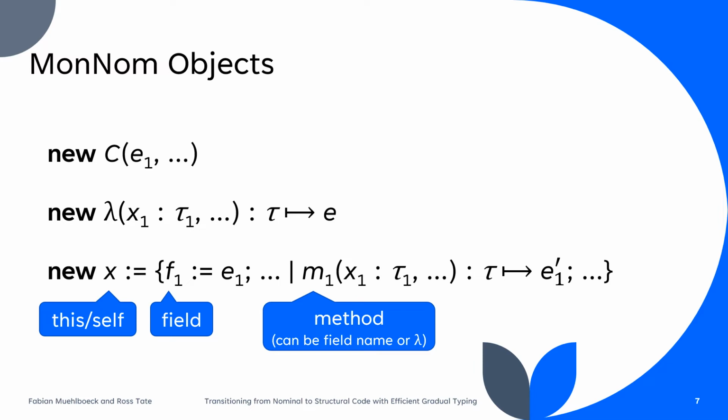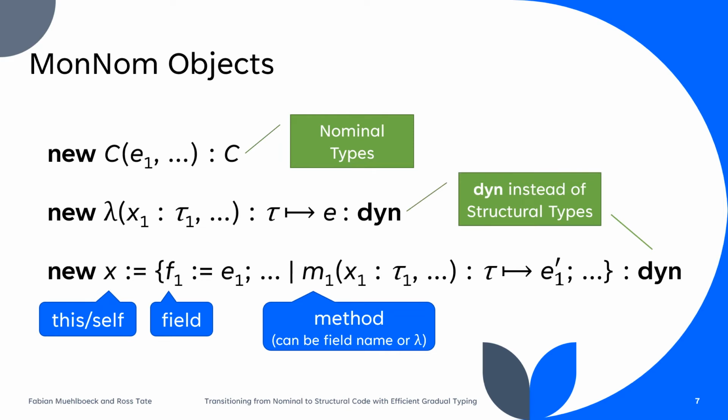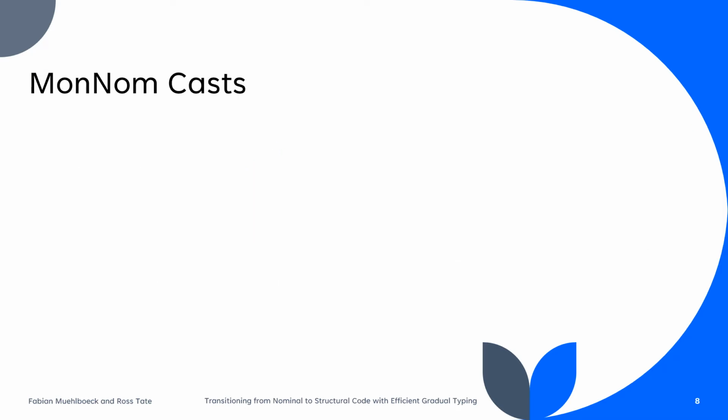A key to implementing runtime type checks efficiently is that MonNom's type system does not contain structural types. Therefore, while instances of nominal classes are typed with a corresponding nominal type, structural values are always assigned the dynamic type dyn. They can, however, dynamically acquire nominal interface types through casts. Since the types in MonNom are always nominal, there are two high-level cases for casts. First, a value might be cast to a class.